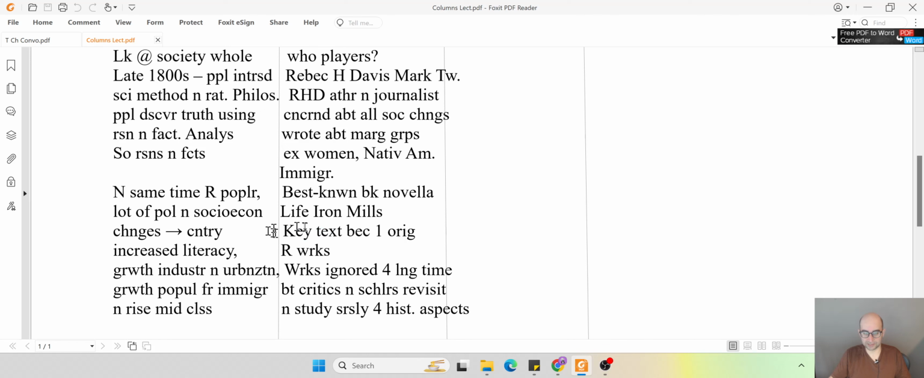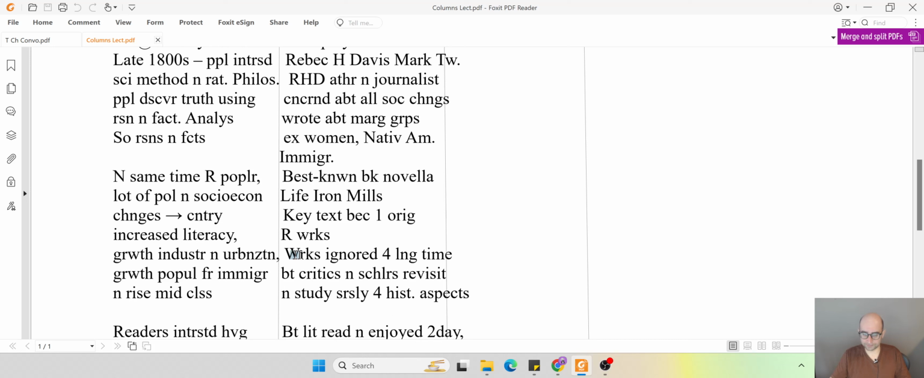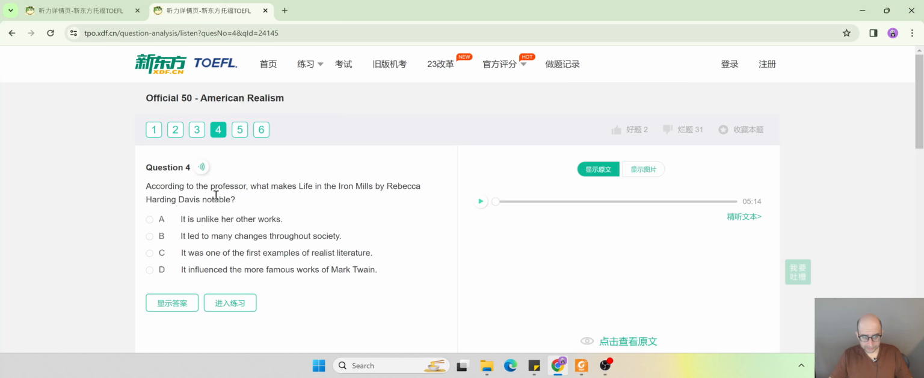So they said this was a key text because it was one of the original works of realism, actually. So this line here helped me realize why it's significant. Her book, Life in the Iron Mills, was one of the original works of realism. That's what they're trying to say here. And if you're nervous, you could just read this part really quick because it's part of the same section, just in case there are any other important details here. No, there isn't. Now you're going to answer it.